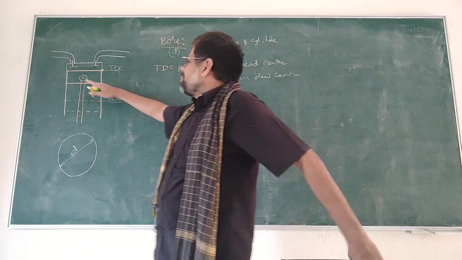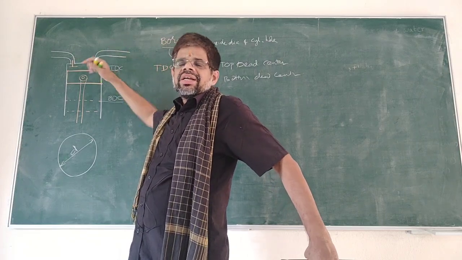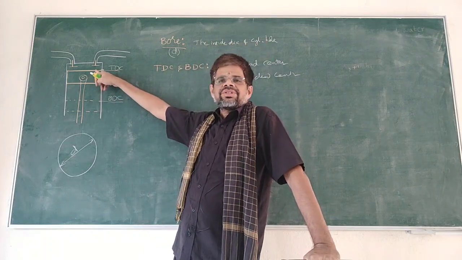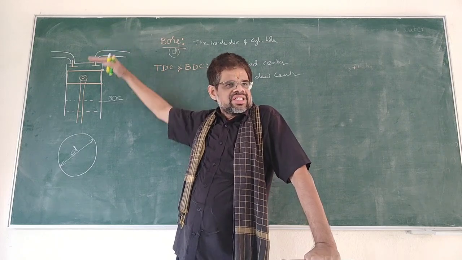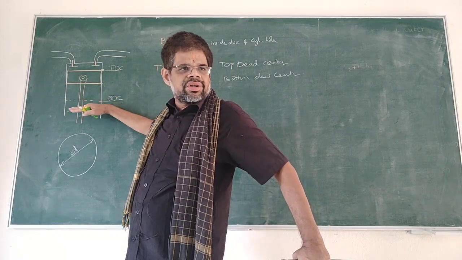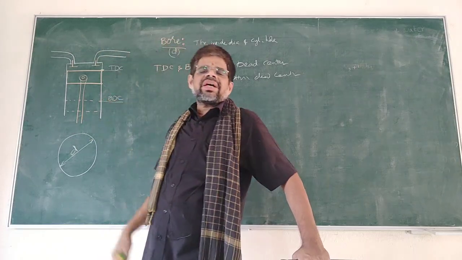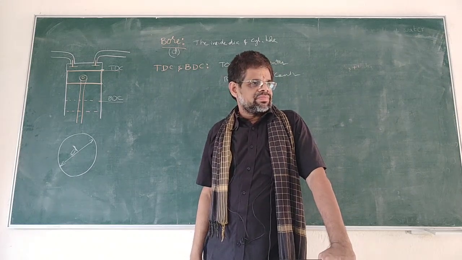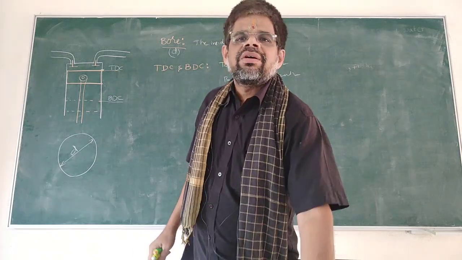So here also the piston will reach this position, and at this position its velocity will become 0. At this position it comes to rest for a while, and again after that it changes its direction of movement. Similarly, it reaches the bottommost position and its velocity becomes 0 for a while, and again it changes direction. So that's why we say it is a dead center, right? The top one is called top dead center and the bottom one is called bottom dead center.